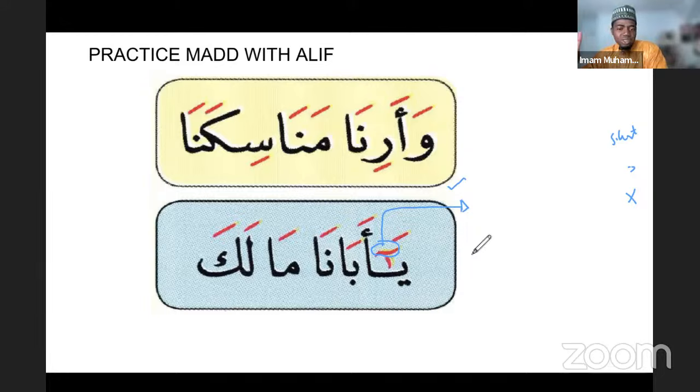There are 2 scenarios that make us elongate the count of med for more than 2 counts: either a hamza coming after that med letter, or a sukun. If a letter has an alif med, a waw med or a ya med, what will determine if the med will go for more than 2 counts, like 5 or 6 counts? It's either that the med letter has right after it a hamza, or it has right after it a sukun. Here, this tiny alif med has right after it a hamza.